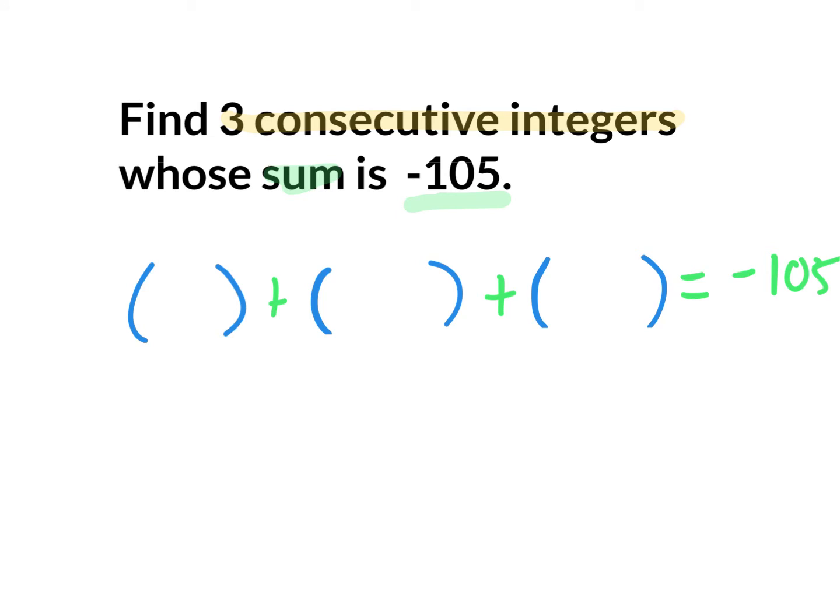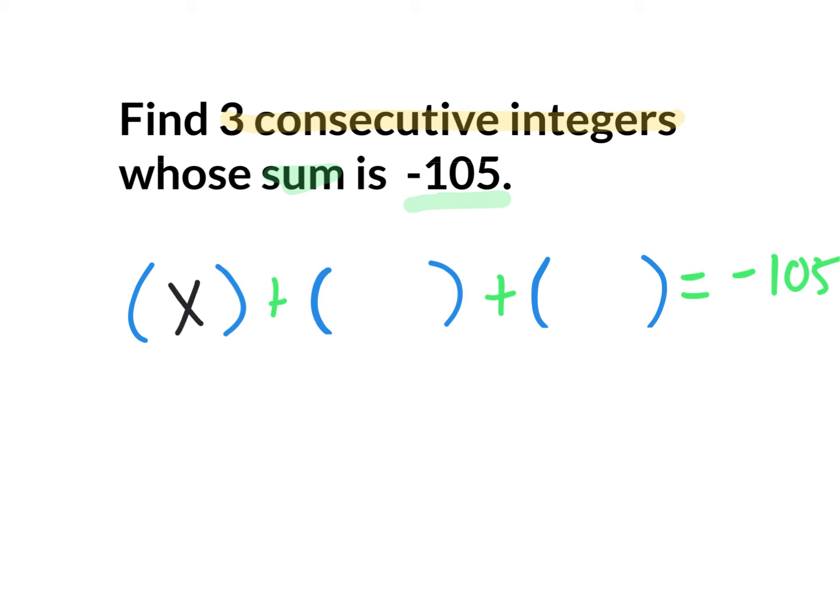Now, we know the answer is going to be negative, so I need to be adding a bunch of negative numbers. So give me a guess. Give me a negative number right here. Negative 4. Okay, so if this is negative 4, then this one might be negative 3, and this one might be negative 2. Those are consecutive negative numbers right next to each other. But if I add negative 4 plus negative 3 plus negative 2, that's not going to give us negative 105. So the bottom line is we don't know this first number, so I'm going to label that first number x.